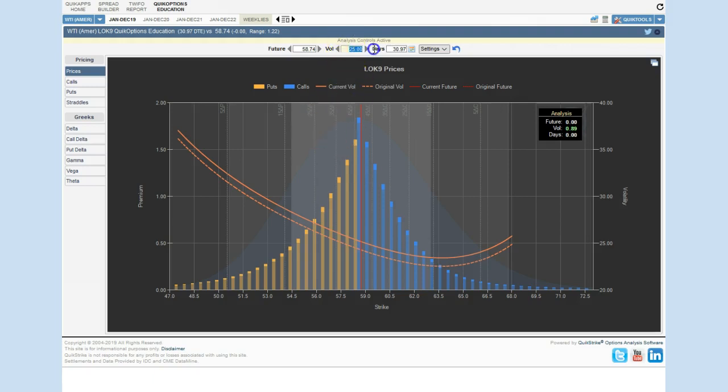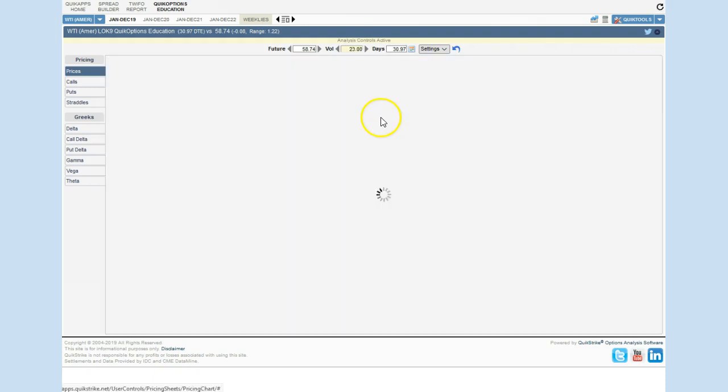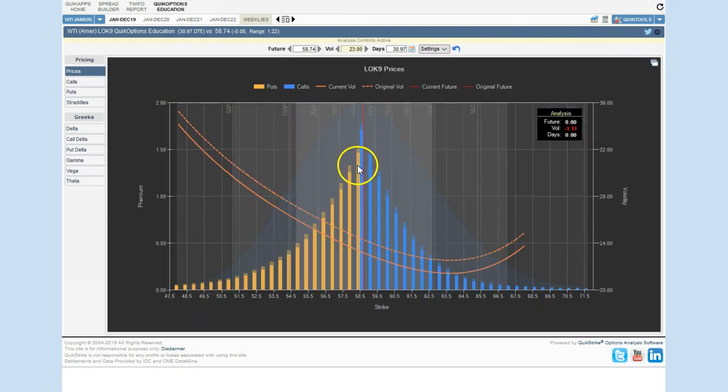All right, so now let's go the other direction. Let's go down to 23, hit enter, and we're going to see that all of our premium, puts and calls, decrease. So we were here and we came down to here. So an increase in vol increases our prices, and a decrease in vol decreases our prices, again with everything else staying the same. And you'll notice that this is showing where the volatility was versus where it is right now. The dashed line is the original, and the current vol is going to show you the solid line.